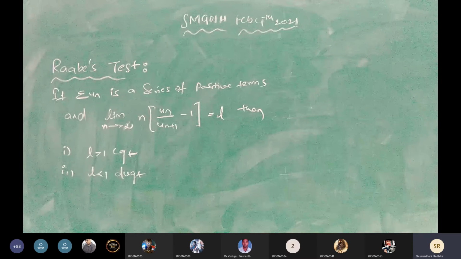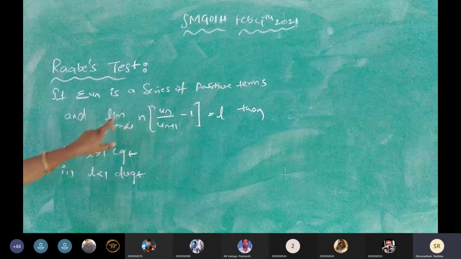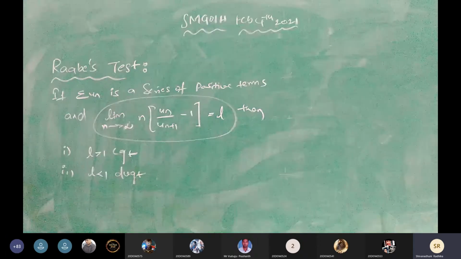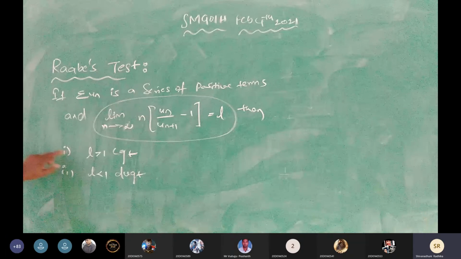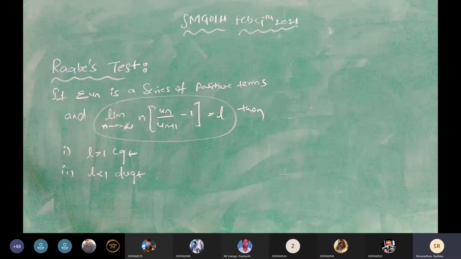Once again, if summation un is a series of positive terms, and limit n tends to infinity of n into un by un plus 1 minus 1, this is the L value. Now we need to find the L value. If L is greater than 1, it is convergent; if L is less than 1, it is divergent. What is L here? Limit n tends to infinity, n into un by un plus 1 minus 1. Is it clear?